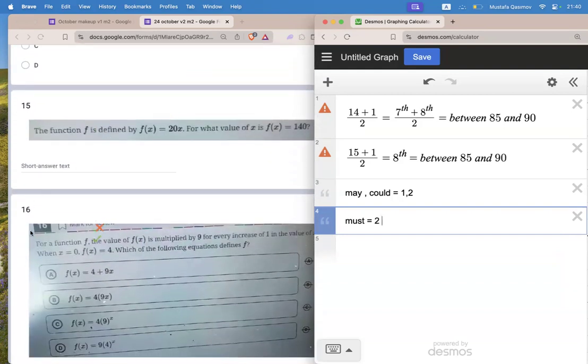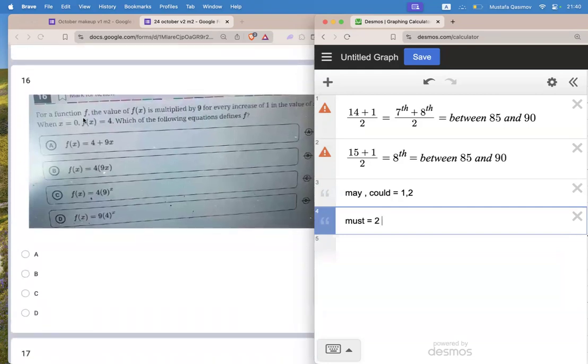15. 20x is equal to 140, x is equal to 7. 16. f of x is equal to 0, f of x is equal to 4. When you write 0 instead of x, you will get 4 here. You will get 0. It's not correct. You will get 4, you will get 9. So B and D are not correct.